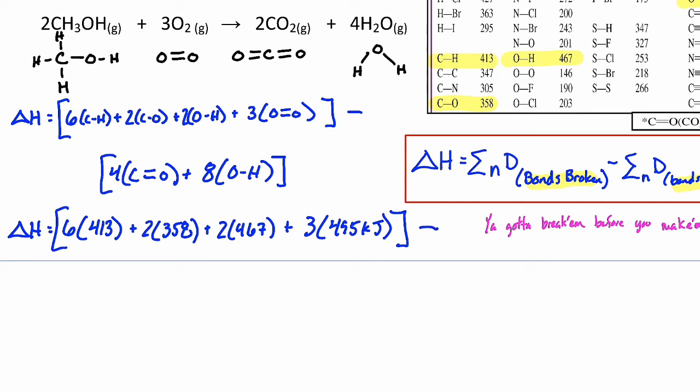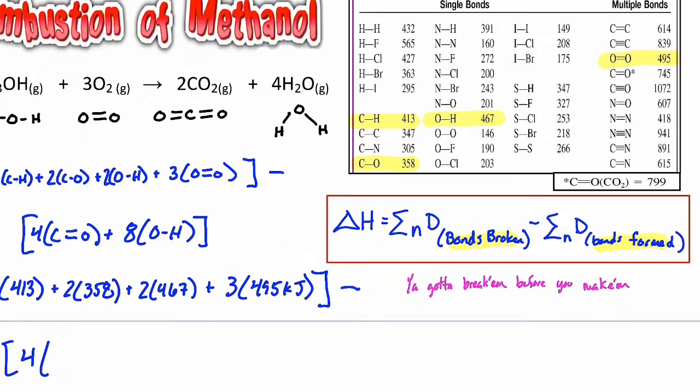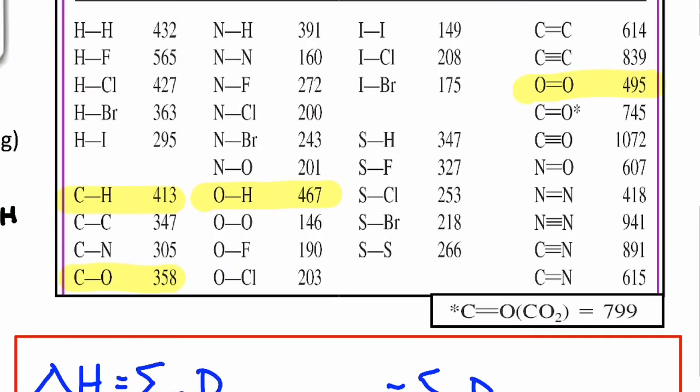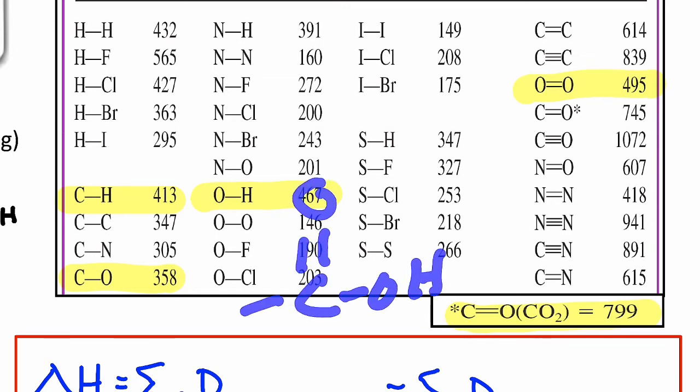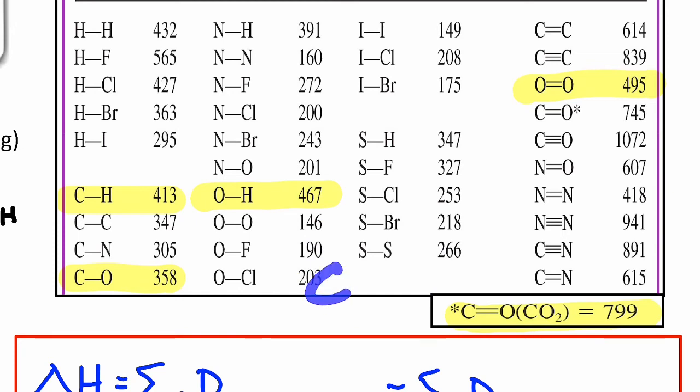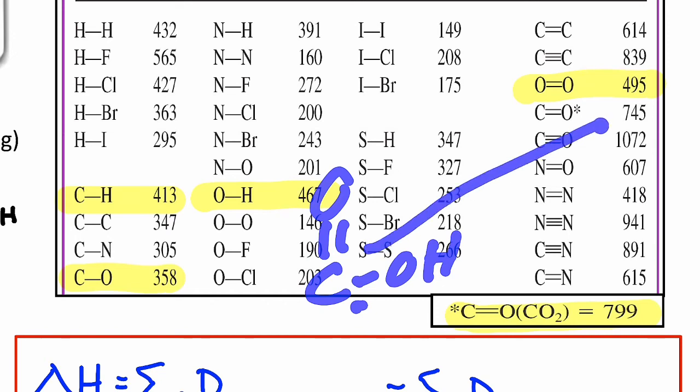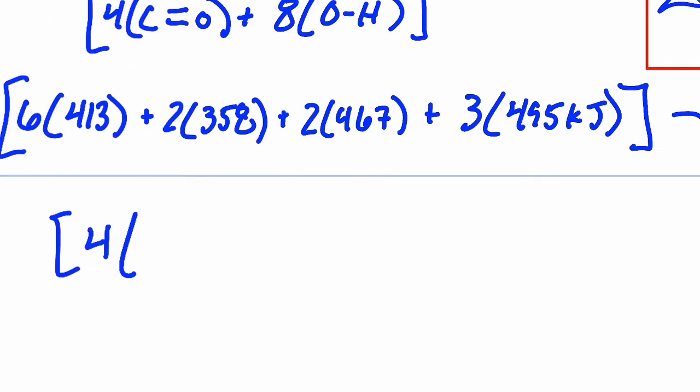Now I need to subtract the bonds that I'm going to create. So I have 4 of my C double bonded O's. This is where some students make a mistake. You see C double bonded O on some tables, you'll see a value, and if there's an asterisk, you need to make sure that you're paying attention. In this case, this is CO2. But if you were dealing with a carboxylic acid, a C double bonded O, that is not a carbon dioxide kind of bond, so I would use the other one instead. But in this case, it is 799, so I need to use the 799.